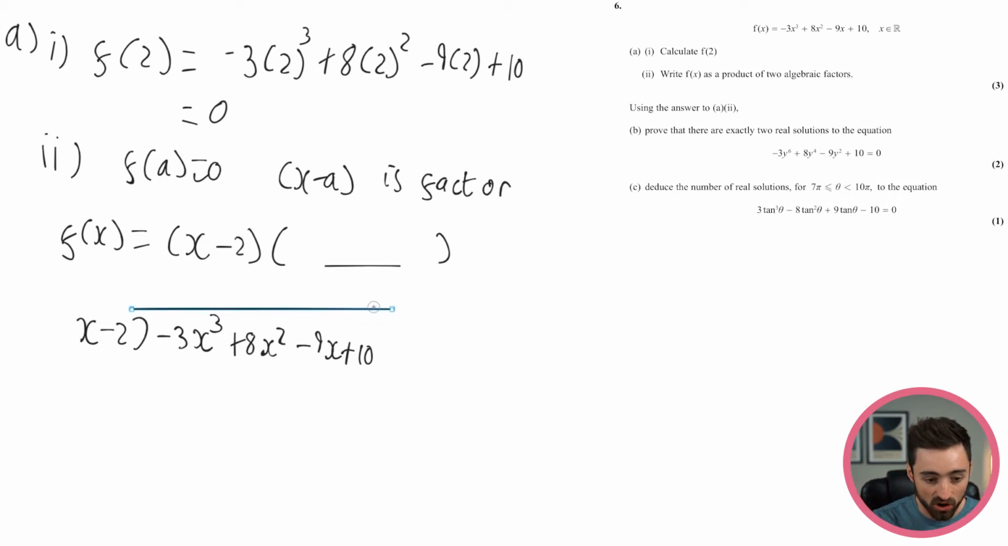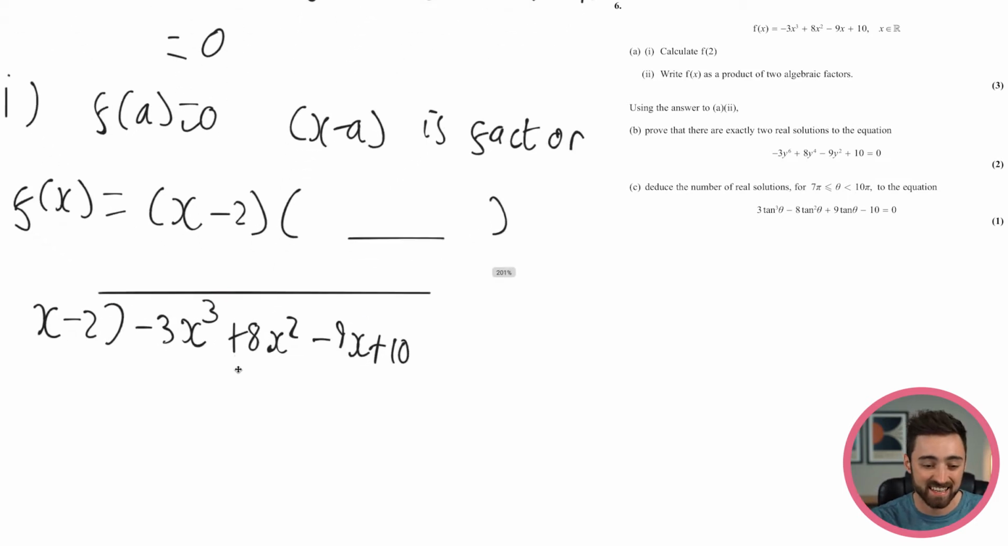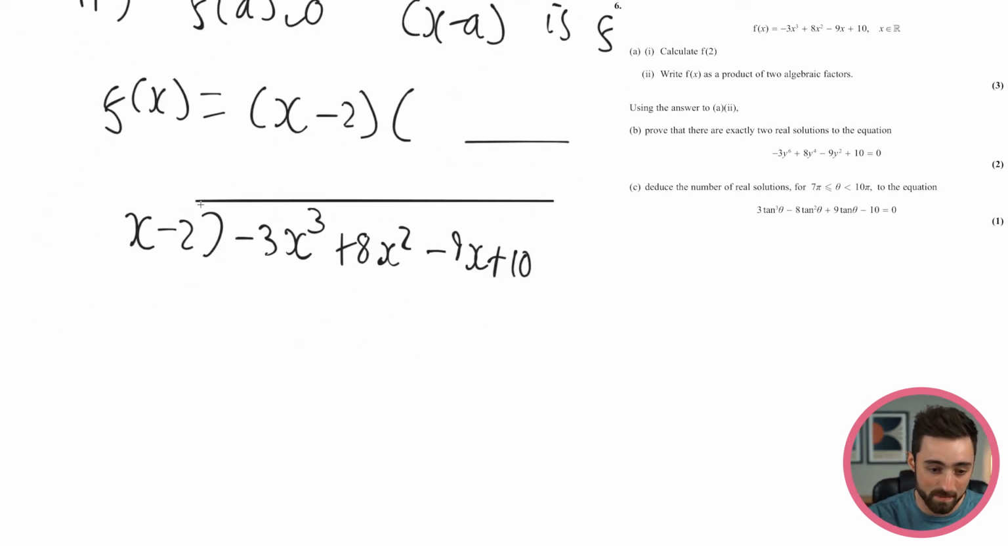So polynomial long division, let's see what we can remember. Essentially, let's get this neat. Let's make this good. Okay. First of all, I need to look at this and this, and ask how many times does this go into this? In other words, what do I need to times this by to get this? Well, if I times x by minus 3x squared, I'm going to get minus 3x cubed.